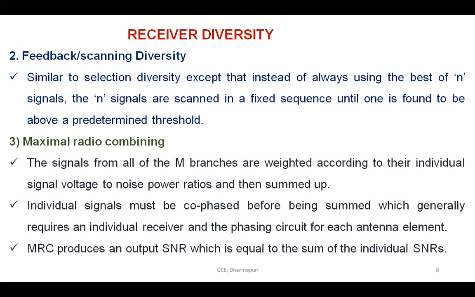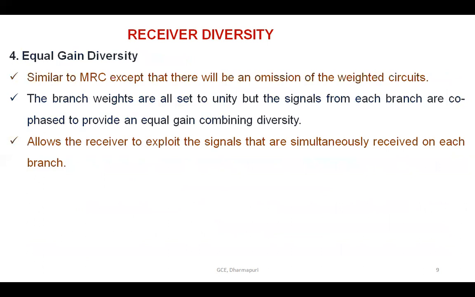The signals from all of M branches are weighted according to the individual signal voltage to noise power ratios. Then they are summed. Individual signals must be co-phased before being summed, which generally requires an individual receiver and phasing circuit for each antenna. MRC produces an output SNR which is equal to the sum of the individual SNRs.